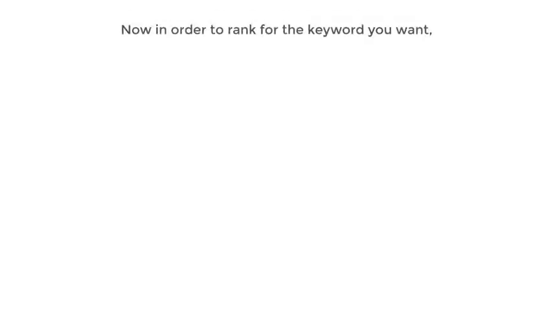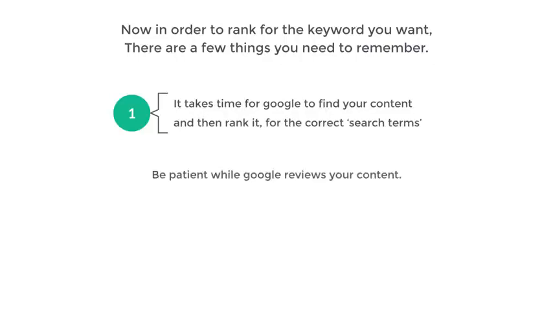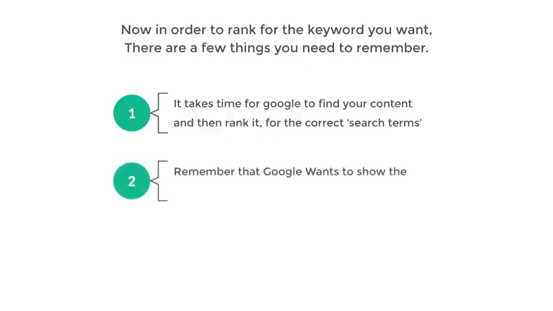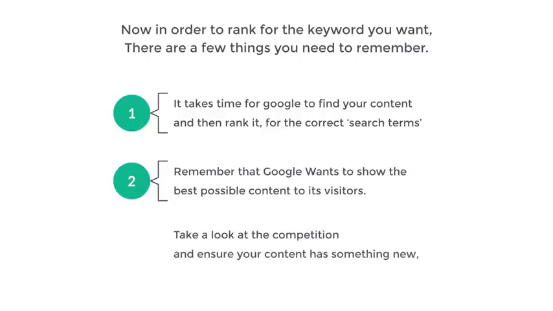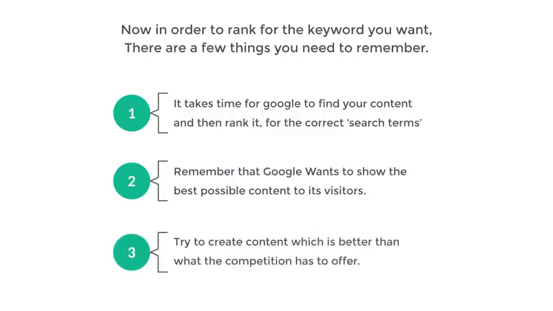Now in order to rank for the keyword you want, there are a few things you need to remember. It takes time for Google to find your content and then rank it for the correct search terms. So be patient while Google reviews your content. Remember that Google wants to show the best possible content to its visitors. So take a look at the competition and ensure your content has something new or better to offer to the visitors. Try to create content which is better than what the competition has to offer.